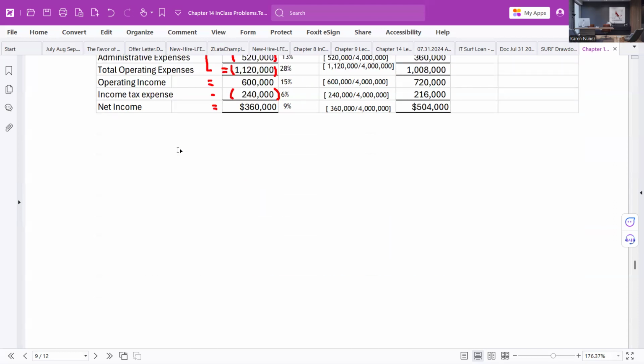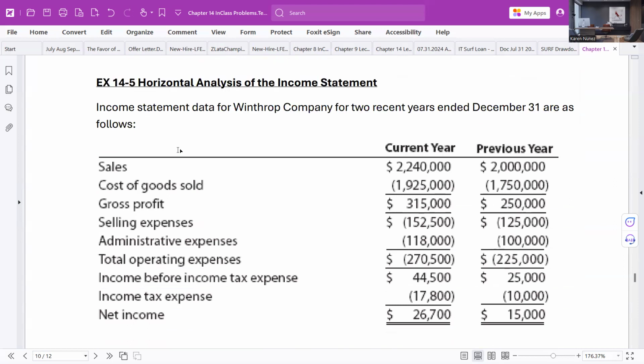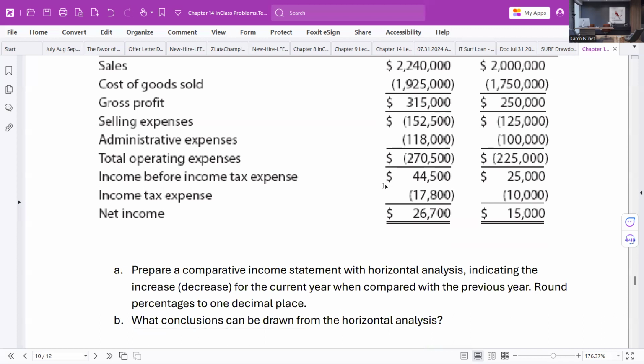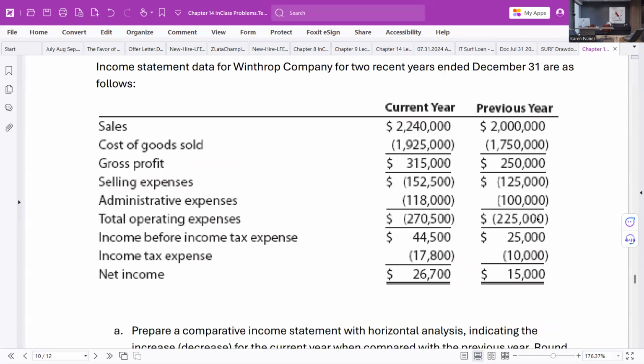Okay, so continuing on analyzing the income statement. Now we're going to, instead of a vertical analysis, do a horizontal analysis. So remember, in this horizontal analysis, what we want to do is look at changes over time. So we want to compare the previous year to the current year, and we want to know what's the increase or decrease, and what's that as a percentage increase or decrease this year versus the previous year.